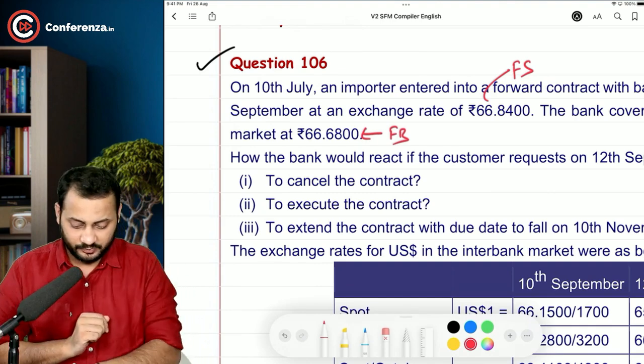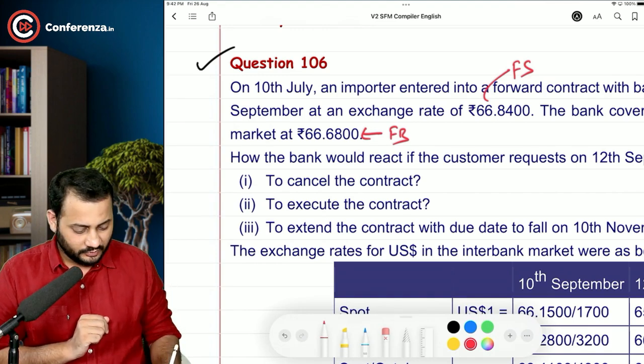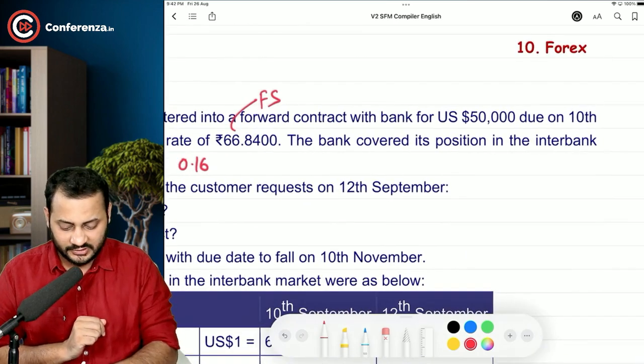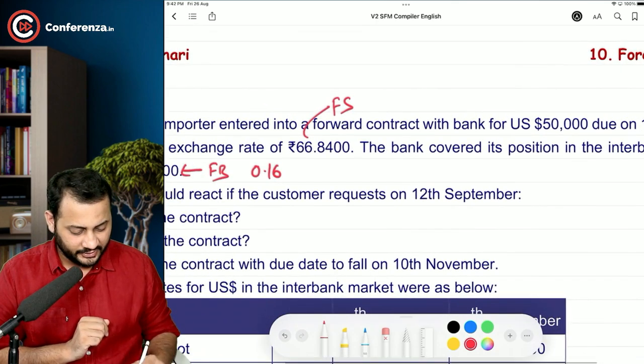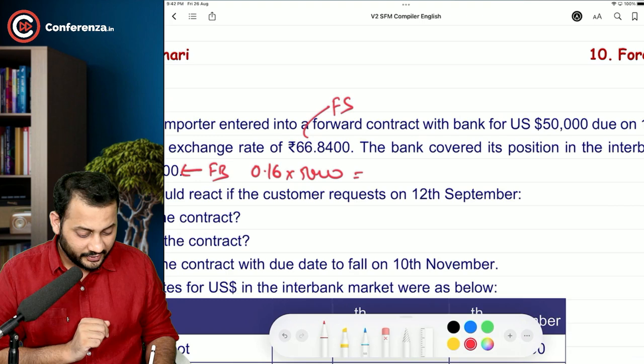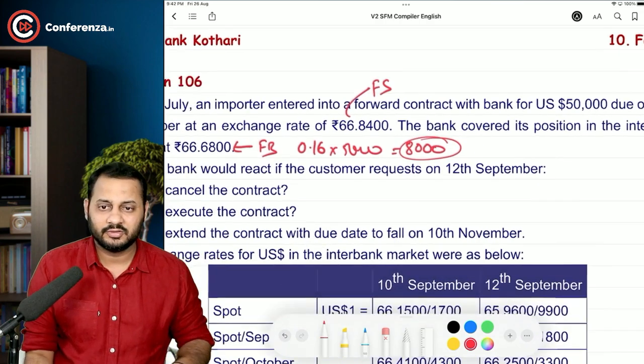What is the profit to the bank in this? 66.84 minus 66.68. So expected profit to the bank is 0.16 multiplied by 50,000. That's around 8,000. But he's not going to appear. And that's why the bank will lose this profit of 8,000. Bank will cover it up. Don't worry.